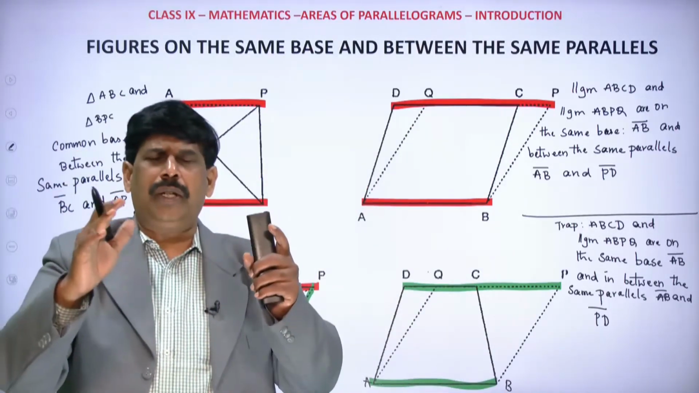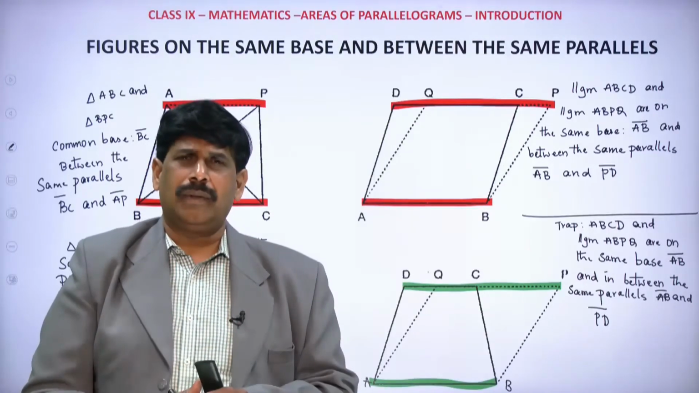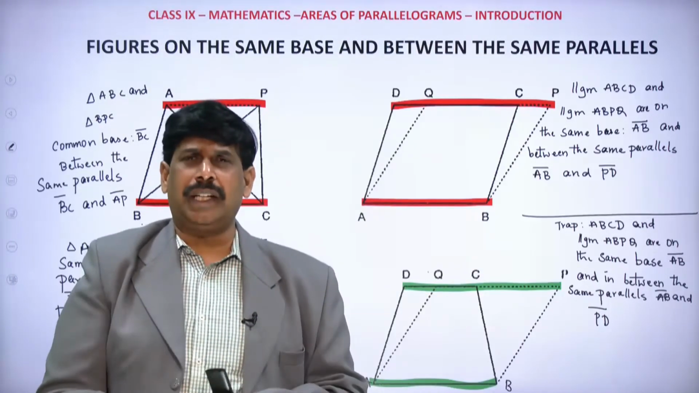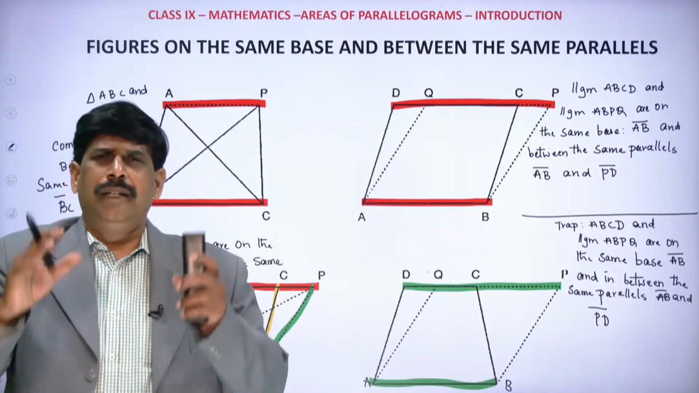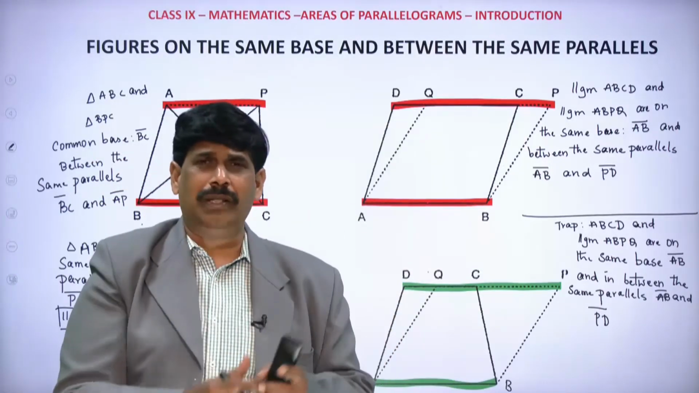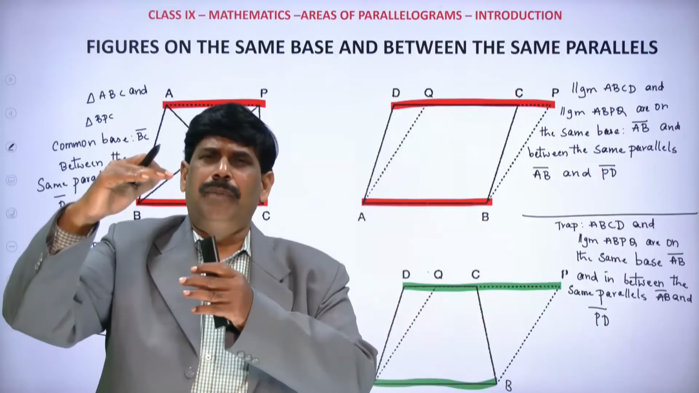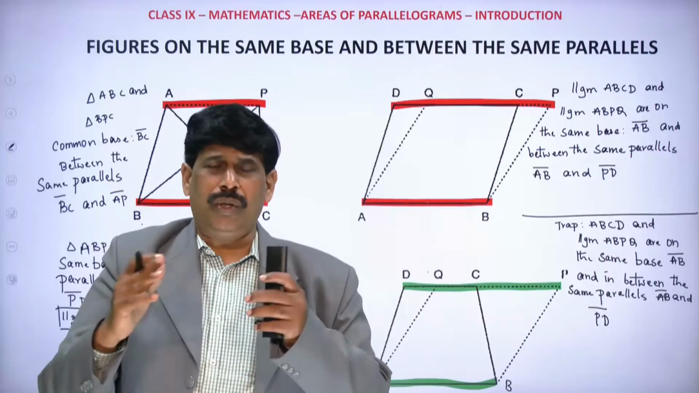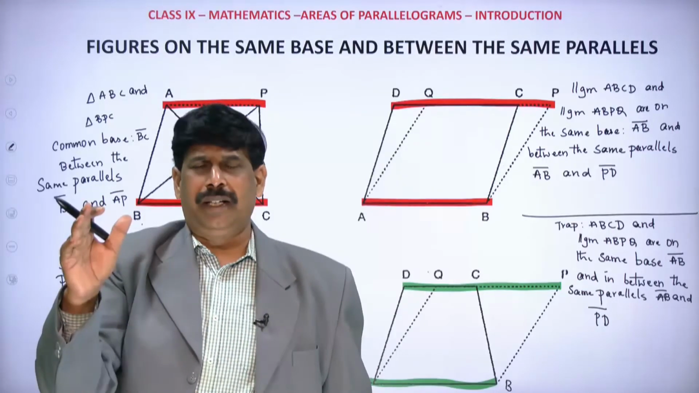Clear? So after looking into the figure, you should be able to say what type of quadrilaterals are present. Do we have a triangle or do we have something else, XYZ, whatever it is. Do they have a common base? Then you should identify where that common base is and what the two parallels are. You should understand between which two parallels we are saying. It's clear because you have a very important topic, figures on the same base and between the parallels.